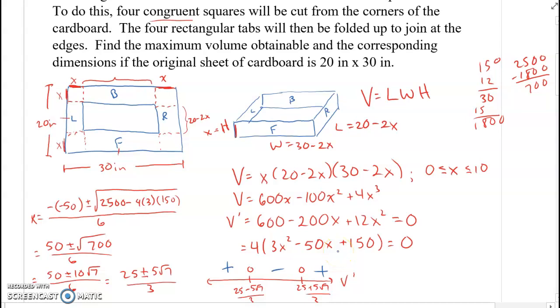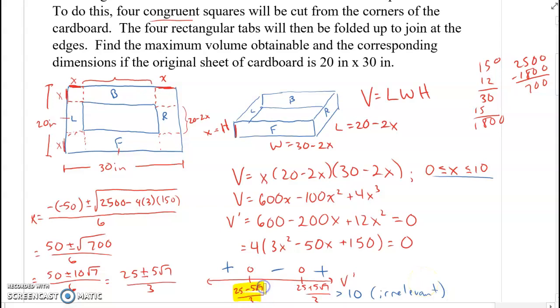Okay. Don't forget this, though. X has to be between 0 and 10. So we can't go on to infinity. So I guess the only question is, is this value greater than 10 or less than 10? And you can use a calculator to figure out this is greater than 10. So irrelevant. Outside of the reasonable domain, so the endpoints don't matter here.